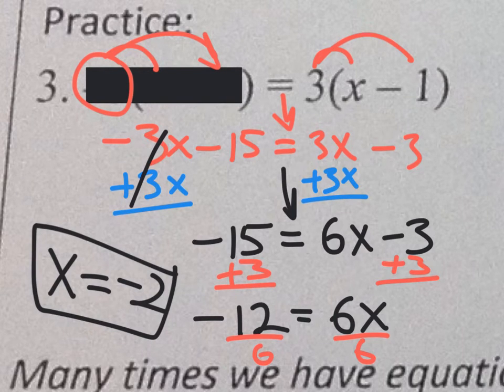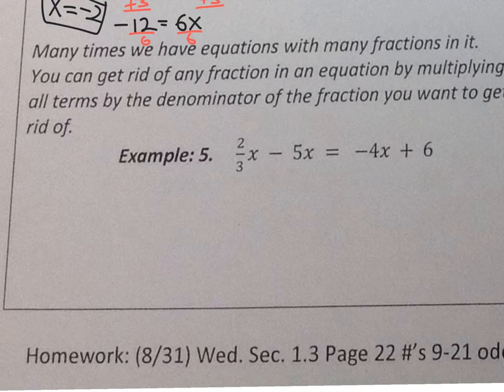Let's move on. Moving on to example 5. Many times you have a fraction and you want to get rid of the fraction. It's really easy to get rid of any fraction in an equation. All you have to do is multiply everything by the denominator. So in this case, we're going to multiply everything by 3.